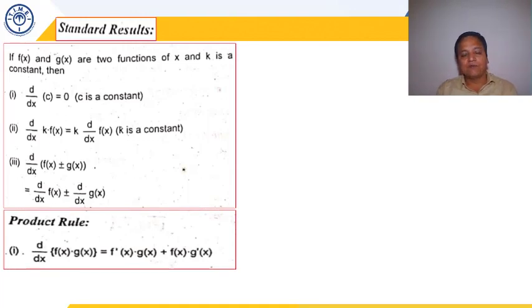Product rule. If you want to differentiate two functions which are in product, then it says first function into differentiation of second function plus second function into differentiation of first function. So differentiation is written as f'(x) or g'(x). So for the product rule, it's f'(x), the differentiation of one function, multiplied by the other function, plus the differentiation of the other function multiplied by the first function. This rule is called the product rule.